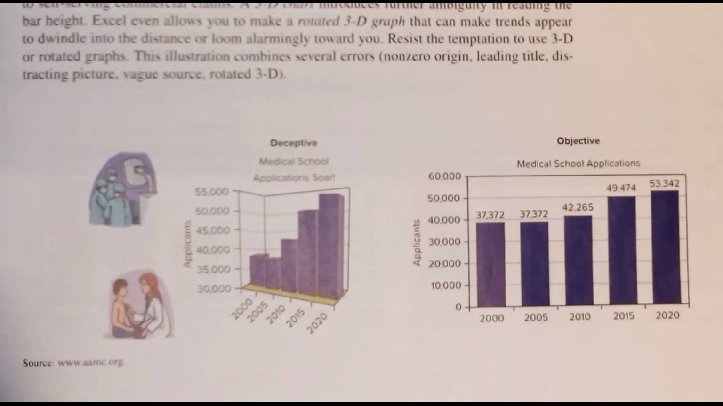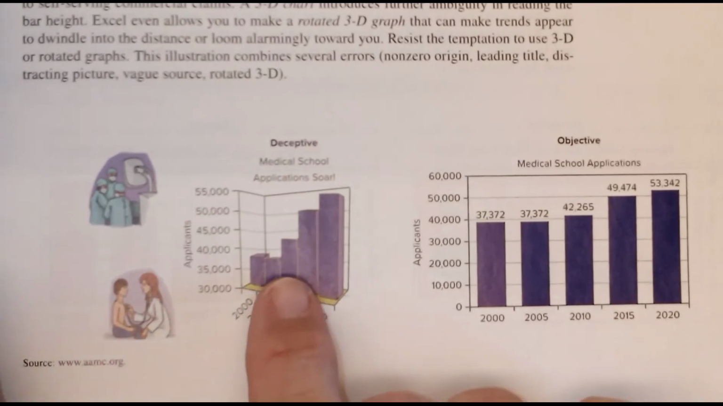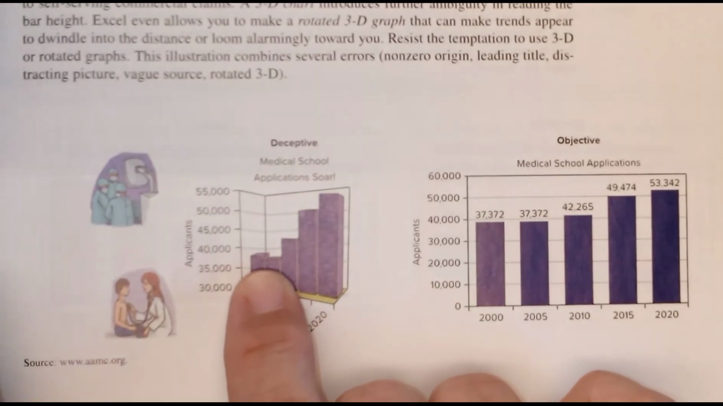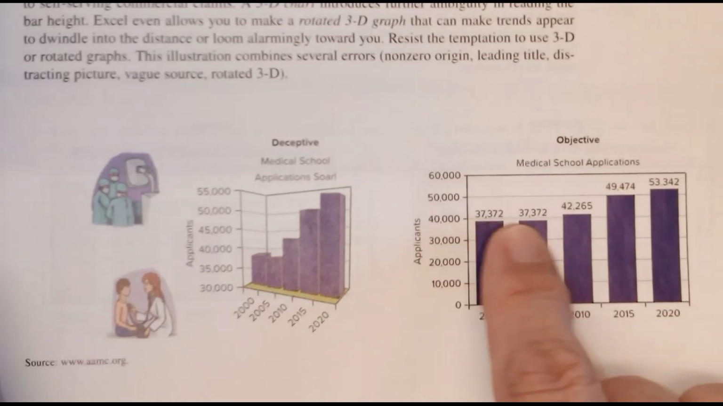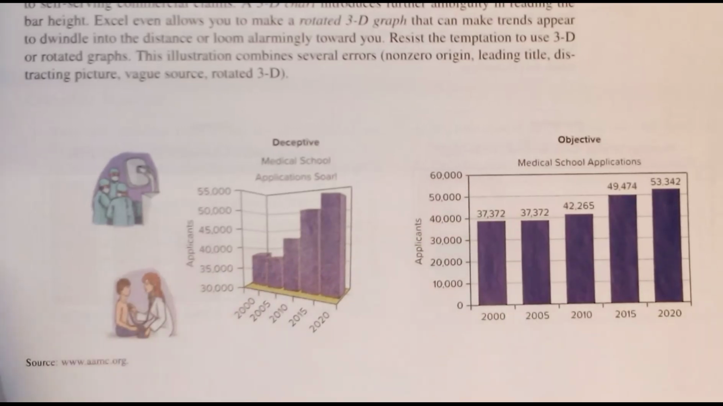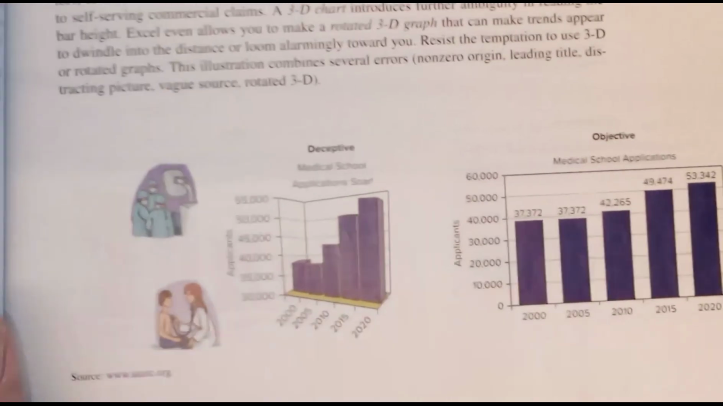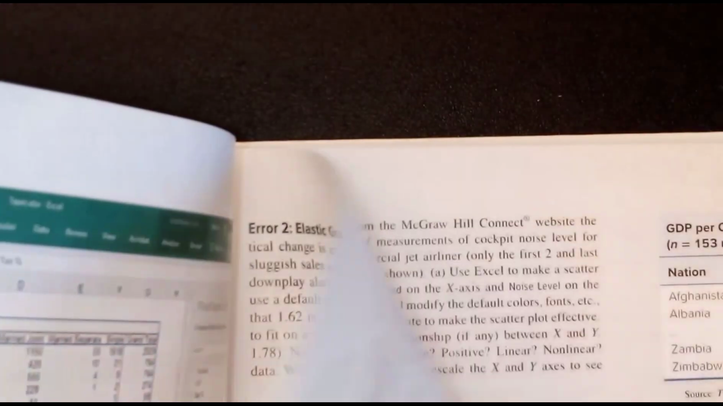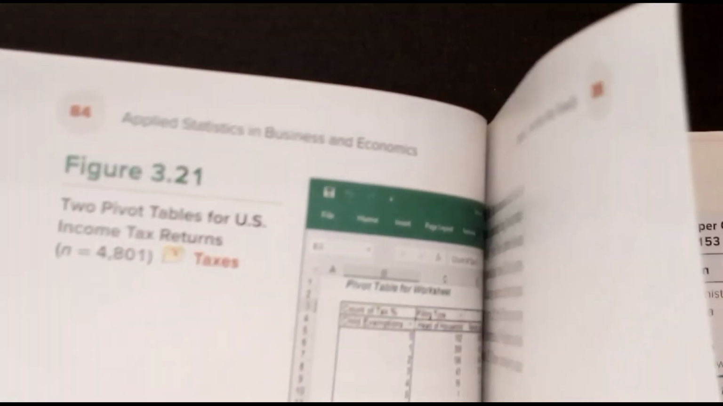Same data, same information, change in perspective. It looks like there's a really big difference between these two bars. There's actually no difference between those two bars. Angles change perspective.